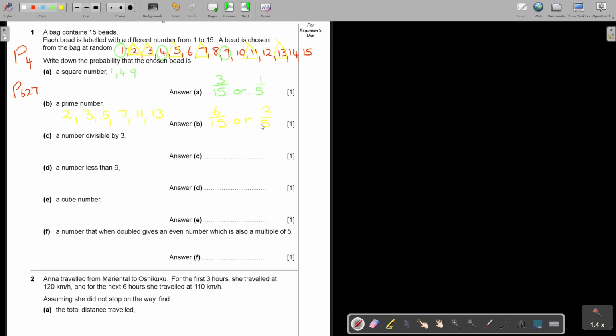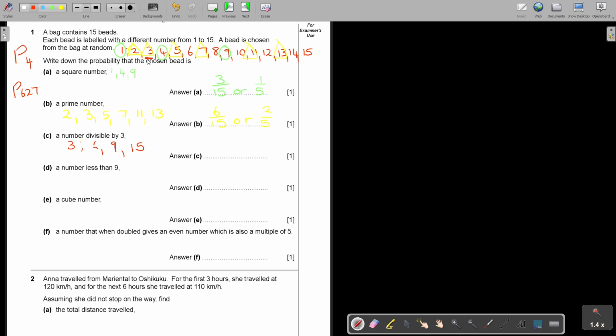Now, a number divisible by 3. So it's almost like writing down the multiples of 3. Now, what will be the multiples of 3? The multiples of 3 will be 3, 6, 9, 15. So now I'm just going to go, okay, so this is going to be 3, 6, 9, 15. Okay, let's just see, count it.